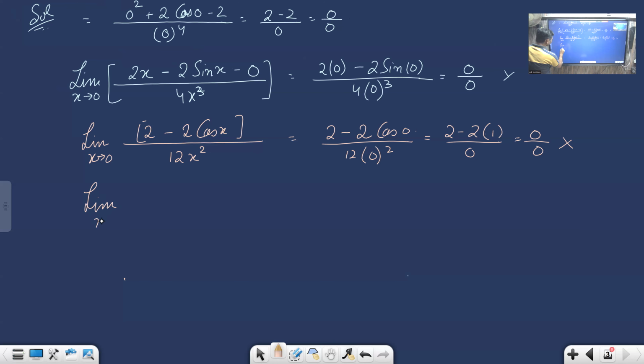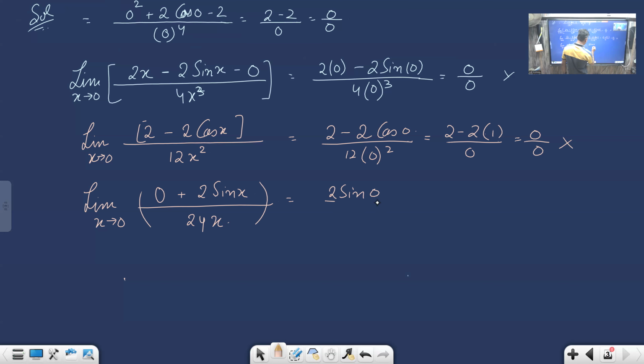Limit x tends to 0. 2, 0 now. 2 sin x, but with a negative sign, this becomes plus. And this becomes 24x. 2 into sin 0 divided by 24 into 0. Sin 0 is 0 upon 0. Sir, नहीं हुआ.